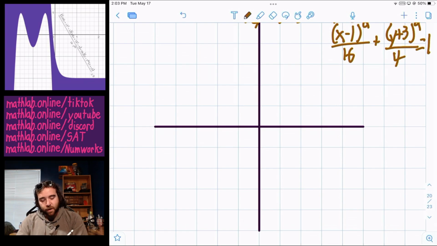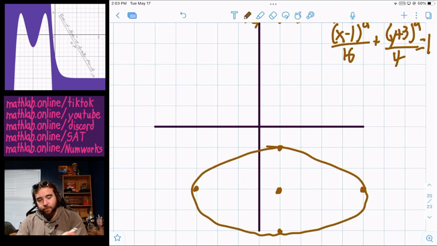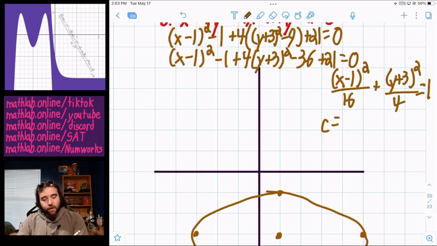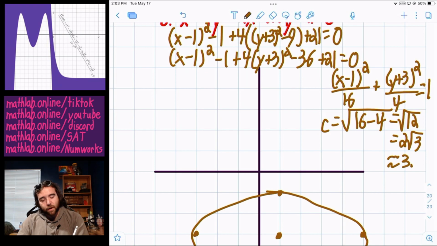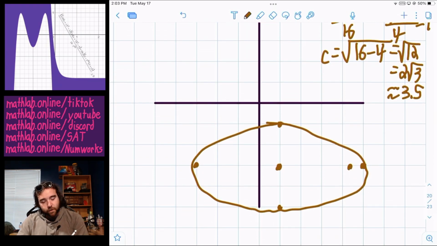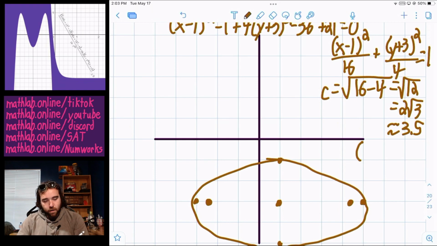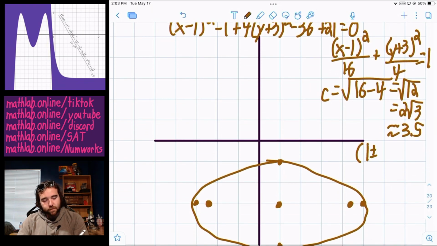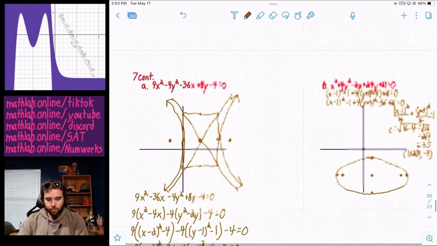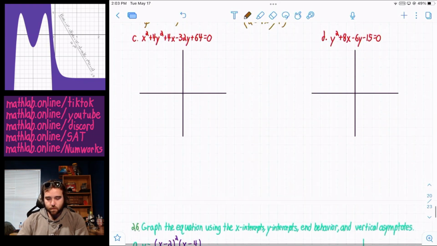So we're going to have a center at 1, negative 3. We're going to have the y radius is 2, and the x radius is 4. And then we're going to draw our ellipse. And then we got the c value to find the foci. So c is the square root of 16 minus 4, which is root 12, or 2 root 3, which is approximately 3.5-ish. So to draw them, I'm going to go out about 3.5 on each side. And the coordinates of those are, what's the center? 1 plus or minus 2 root 3, comma, negative 3. There we go. All right, 2 more.